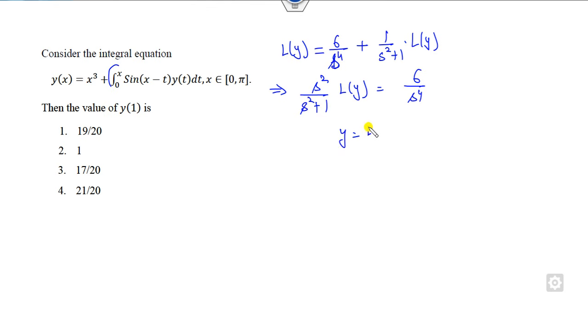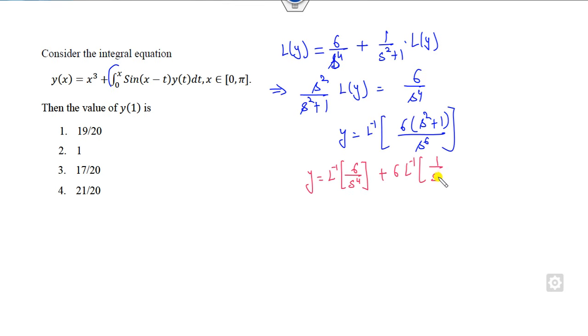So what is the y? L inverse. I can take 6 times s square plus 1 over s raised to power 6. I can take it as separate. So y is L inverse of 6 over s raised to power 4 plus 6 over s raised to power 6. So what is that? This is nothing but t cube. What is that? This is t raised to power 5 over 5 factorial.